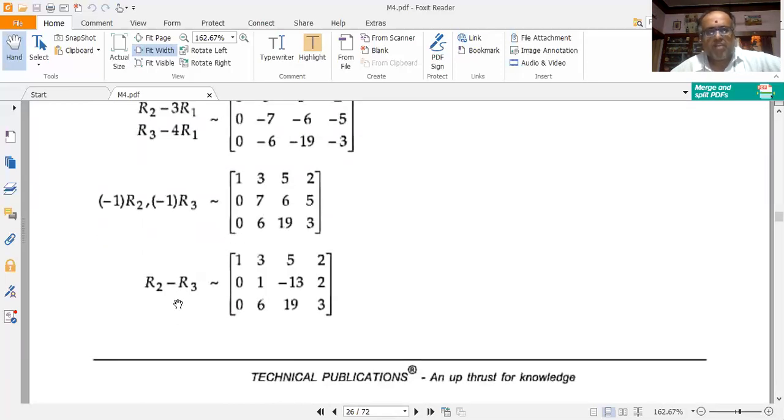Now perform R2 minus R3. So the contents of R2 are subtracted by the operation R2 minus R3. So I get 0 minus 0, 0, 7 minus 6, 1, 6 minus 19, I get minus 13, 5 minus 3 is equal to 2. First and the third row elements are kept as they are. 1, 3, 5, 2 is as it is, 0, 6, 19, 3 is as it is. Only the second row elements have been changed by the application of the transformation R2 minus R3.